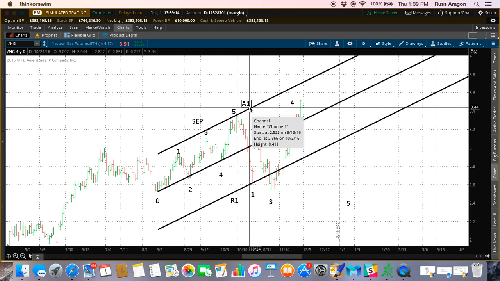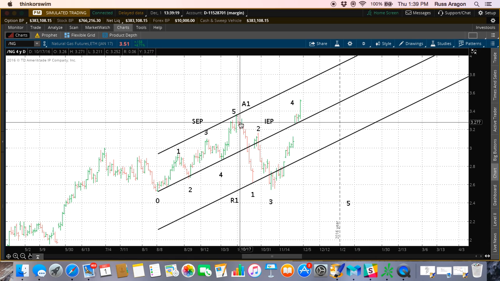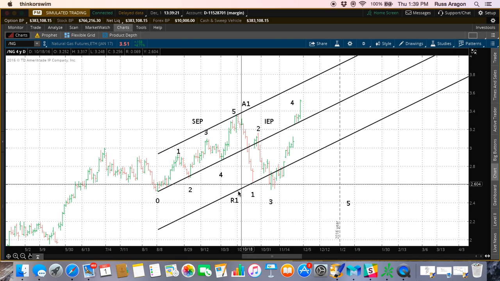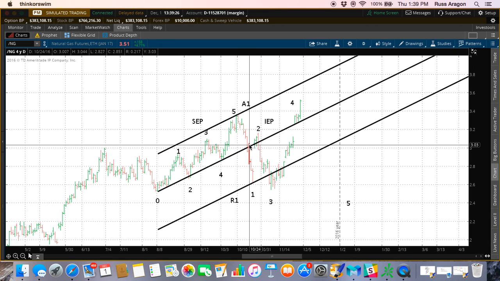So that's our action line. This is our action line. This is our 0 through 4 center line. Once price gets up here and fails, where's it going? It's going to go to R1. Boom, goes right to R1. That's amazing, guys. Can't make that stuff up.